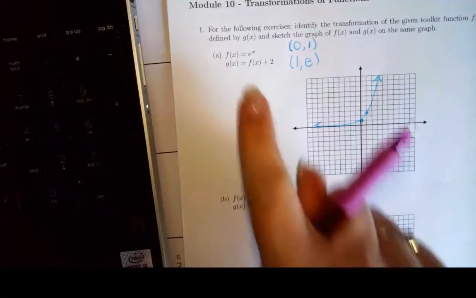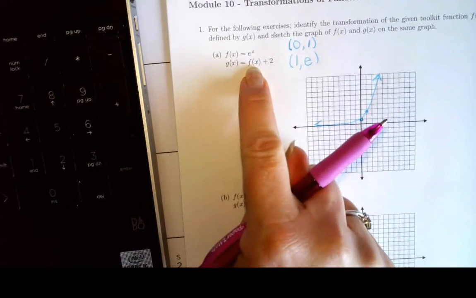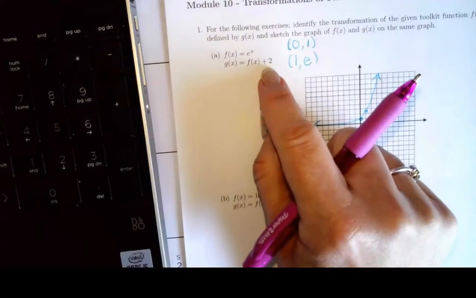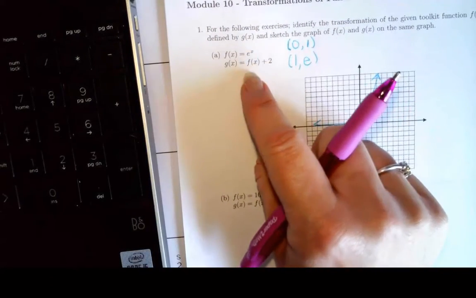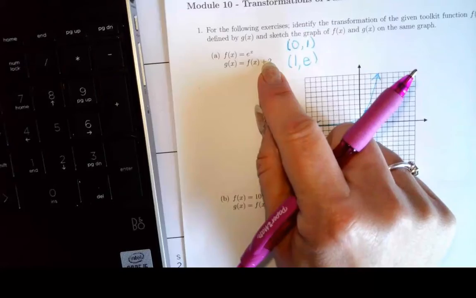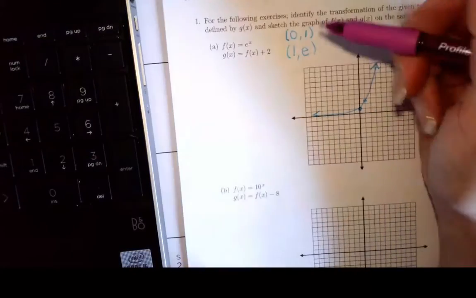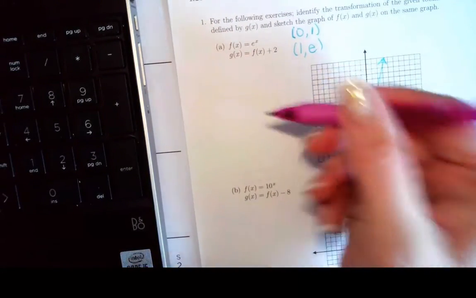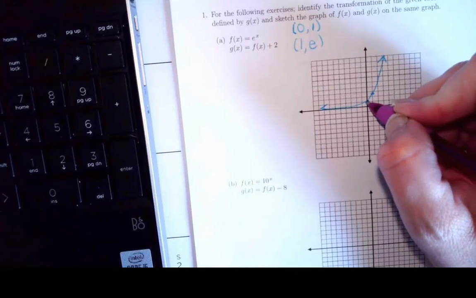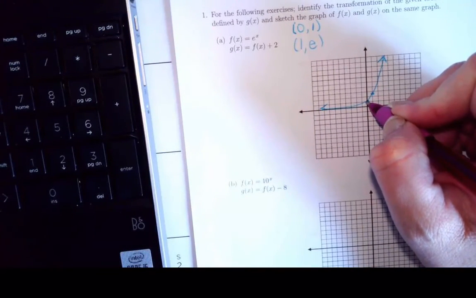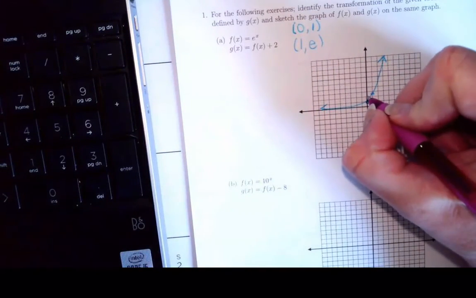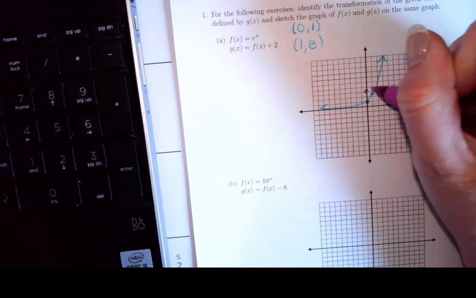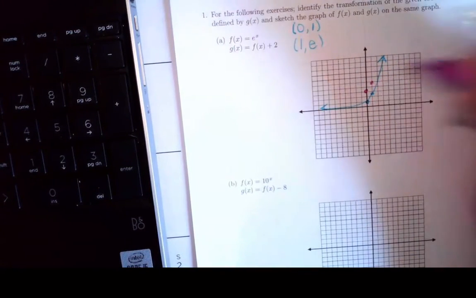So what do I want to do? This says grab my function and add 2 to it. So this is going to be a vertical translation. Grab the function and add 2. For all of my translated functions, I'm going to use pink. Okay, so if I'm at the point 0, 1 and I add 2 to it, that means I'm going to change my y value. So I'm going to go 1, 2 and add 2 to it.